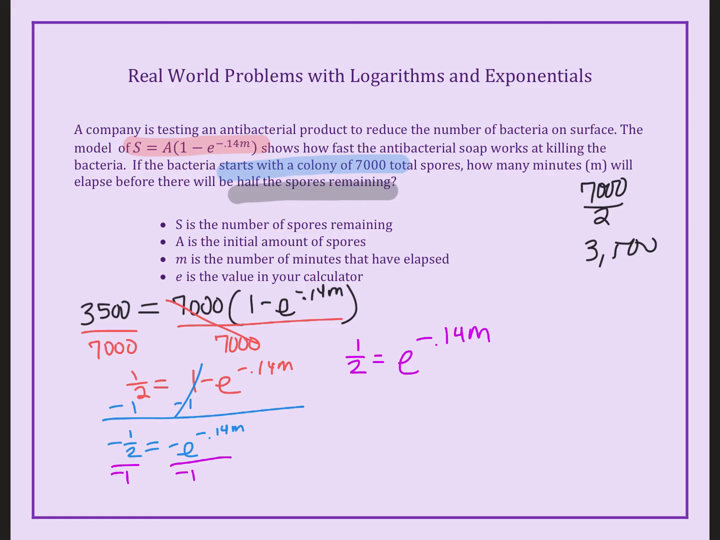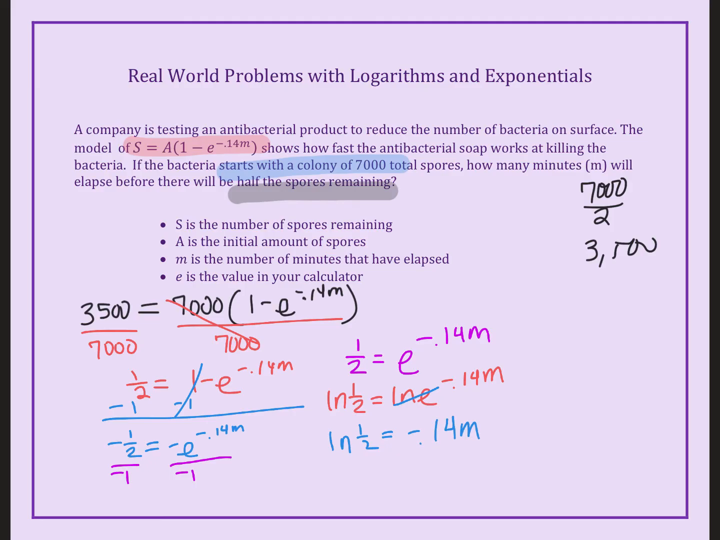How do I get rid of a base e? I can take the natural log of both sides. So the natural log of both sides, okay, now with the natural log of both sides, guys, the natural log of e is just 1. So I now have the natural log of 1/2, and I'm going to use a calculator, but I have the natural log of 1/2 is equal to negative 0.14 m.